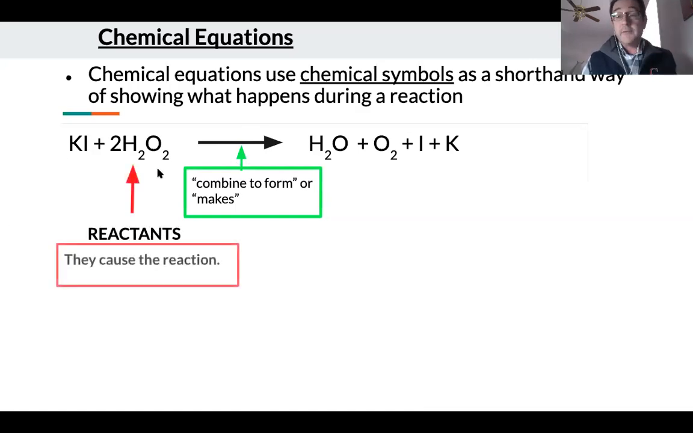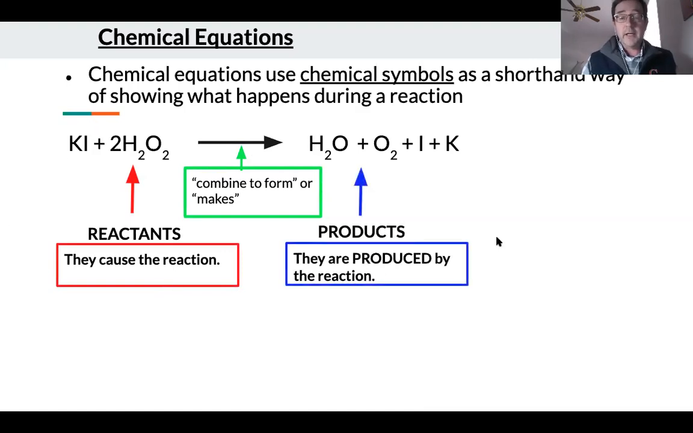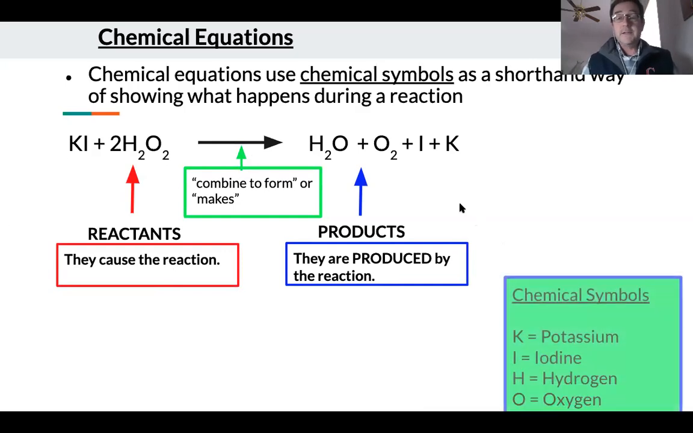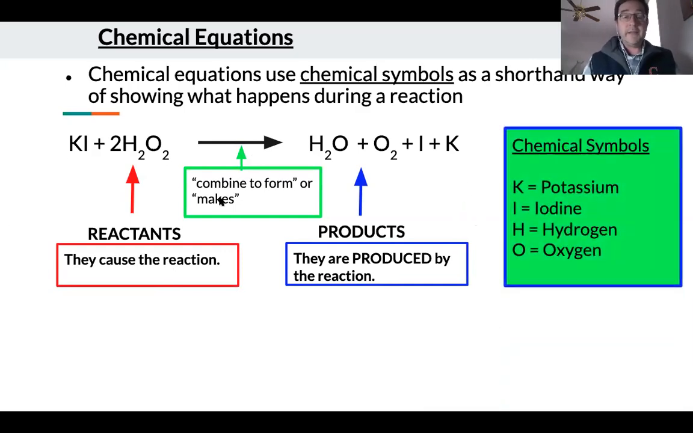Now on the left side of the reaction, we always have the reactants. They're what cause the reaction. On the other side of the equation, we have the products, and obviously they're what's produced by the reaction. It's also important that we know what the different symbols mean for each element. We're going to spend some more time on this next week looking at the periodic table of elements and just some of the more common elements you're going to need to know for this course and for Science 10.